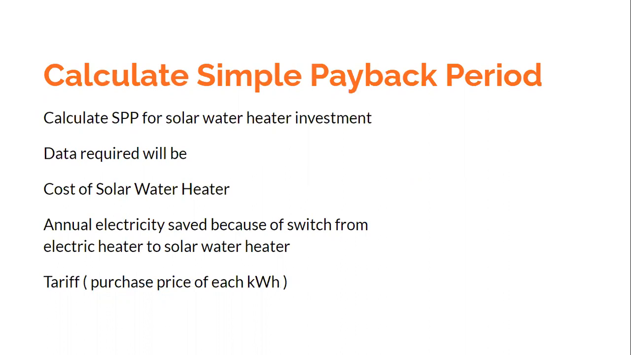Now, annual electricity saved has to be converted into annual savings expressed in the local currency. So we need to know the purchase price of each unit of electricity, which is known as the tariff. We need information about the tariff rate prevailing in that location. We need to know the annual electricity saved and the cost of the solar water heater in order to arrive at the simple payback period.